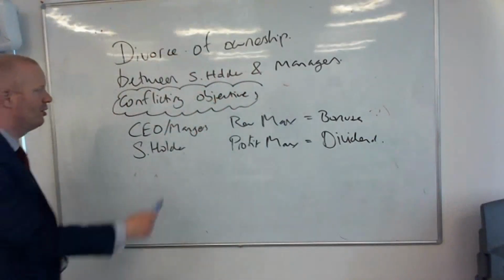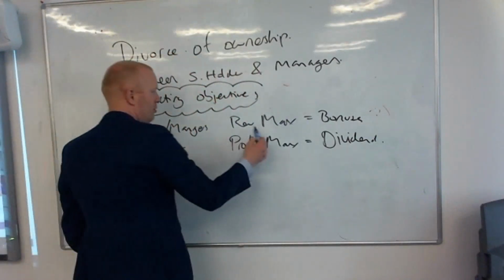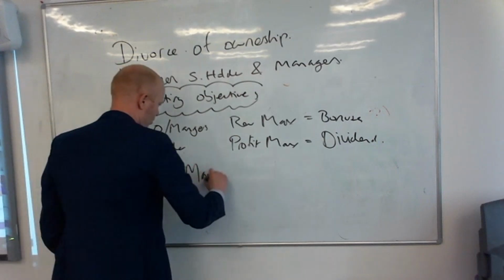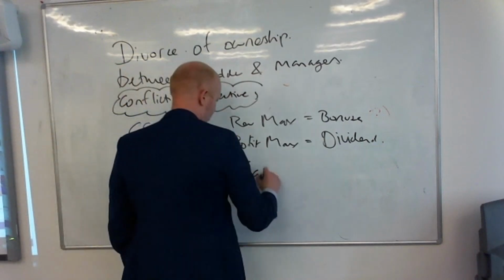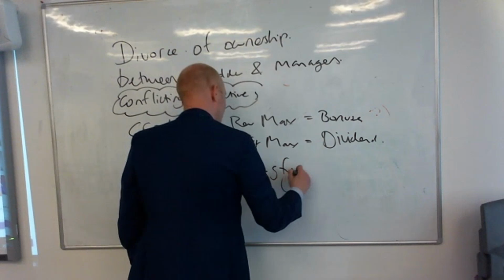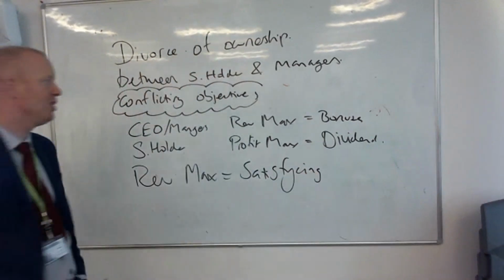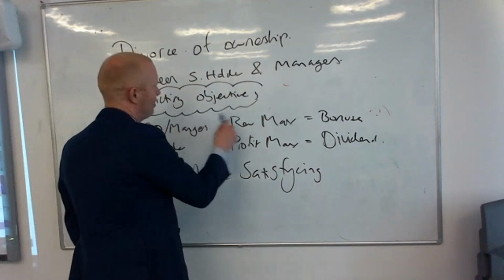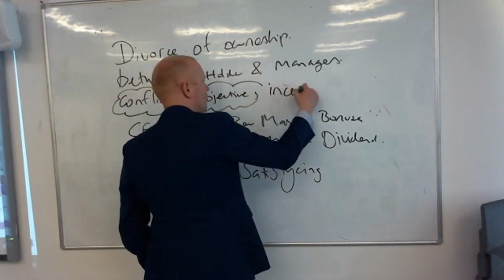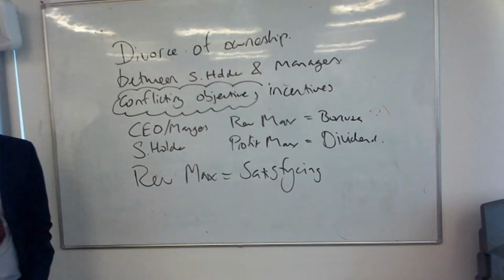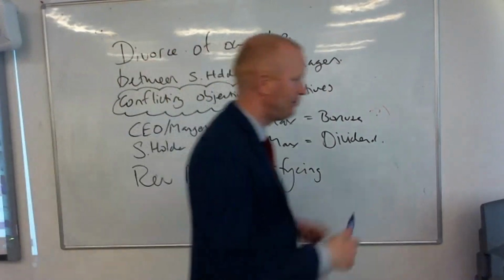So there's a conflict there because this will reduce profit. So revenue maximisation is also an example of satisficing. It is making some profits, but not the maximum profit. So that creates a problem. And when you have these conflicting objectives or conflicting incentives, then this leads to problems within the business.